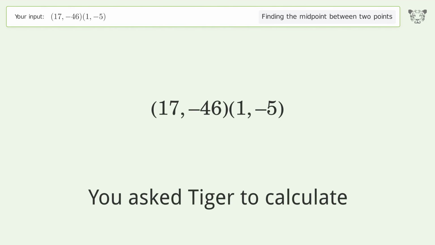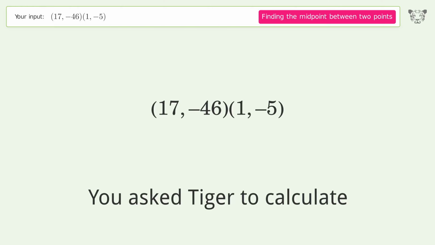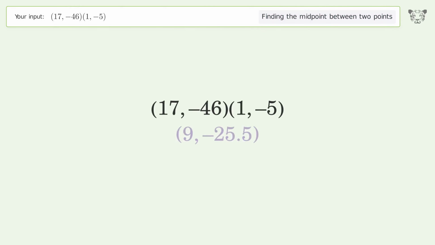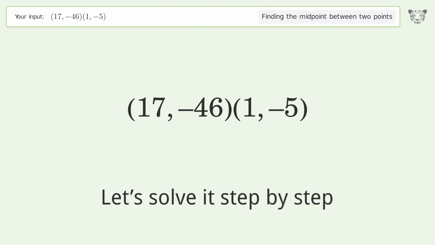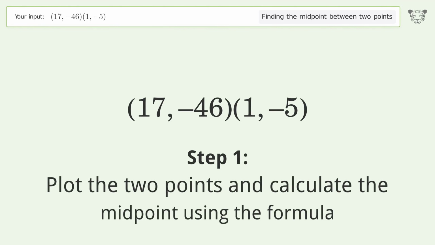You ask Tiger to calculate. This deals with finding the midpoint between 2 points. The midpoint between the 2 points is 9, -25.5. Let's solve it step by step. Plot the 2 points and calculate the midpoint using the formula.